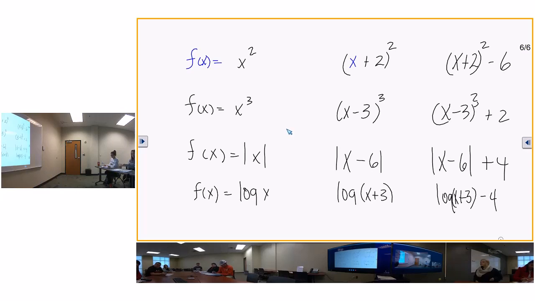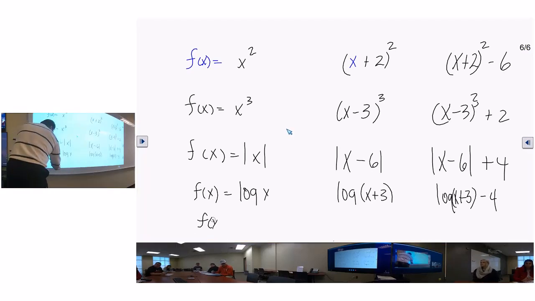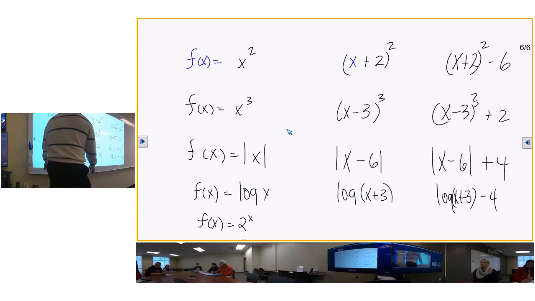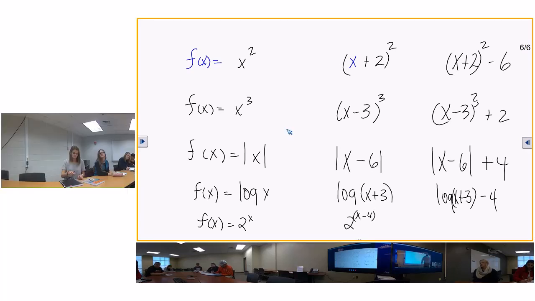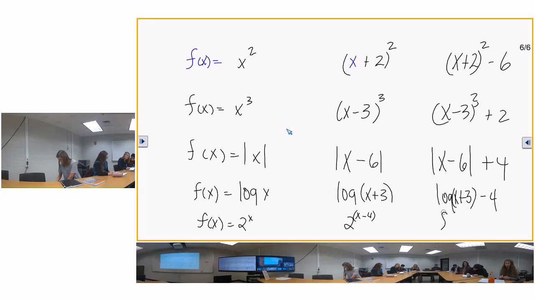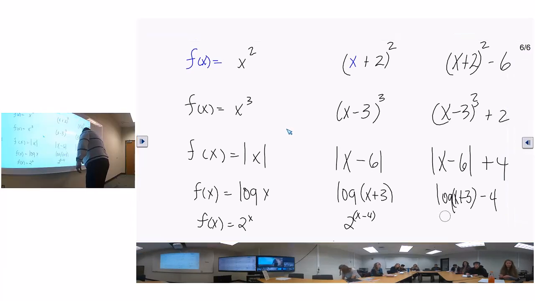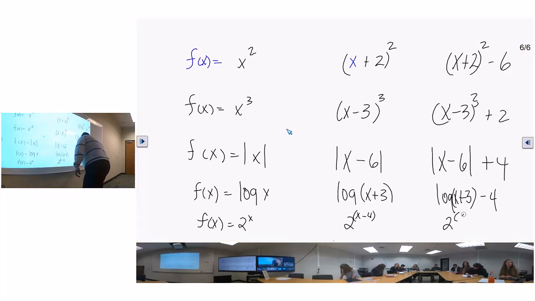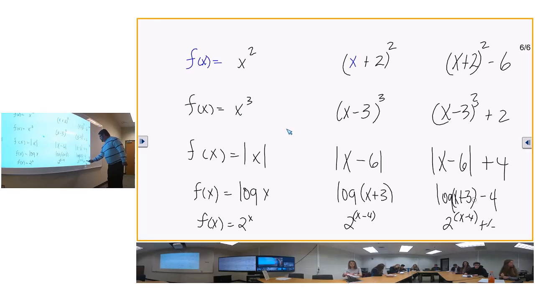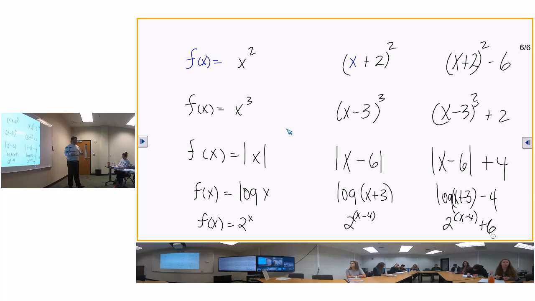The exponentials. f of x is equal to 2 to the x. f of x is equal to 2 to the x minus 4. And f of x is equal to 2 to the x minus 4 plus 6. The whole point is you need to knock the cobwebs loose on these vertical and horizontal shifts.